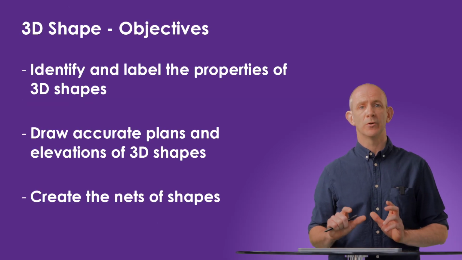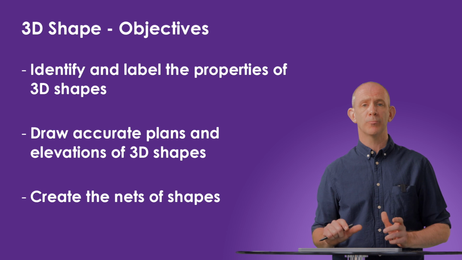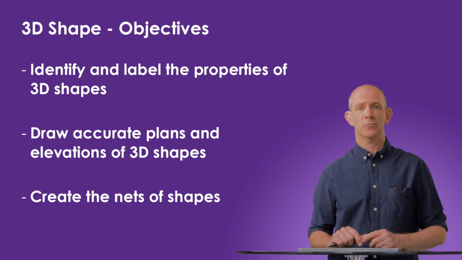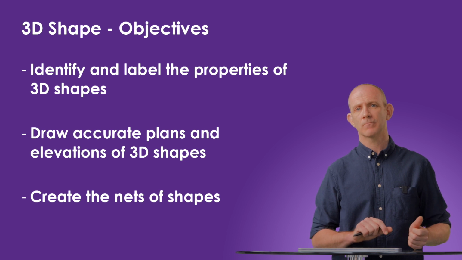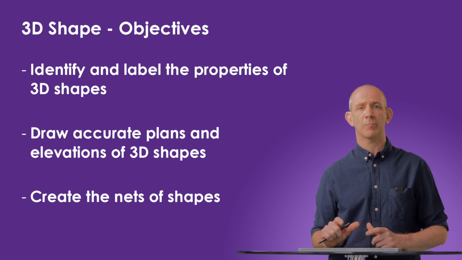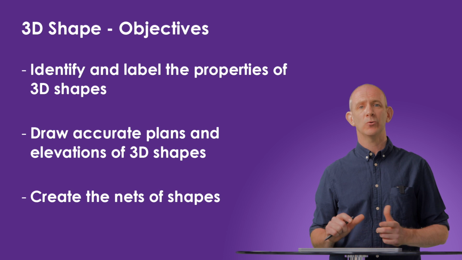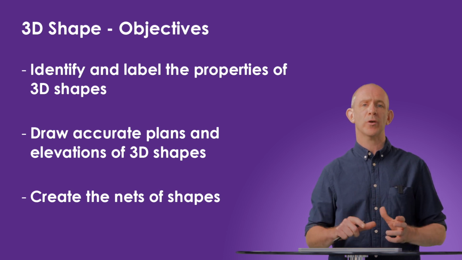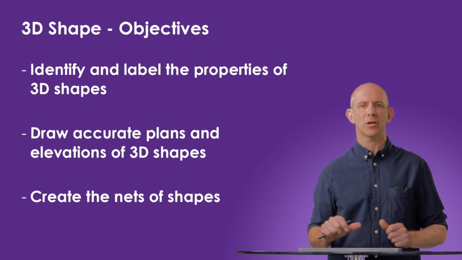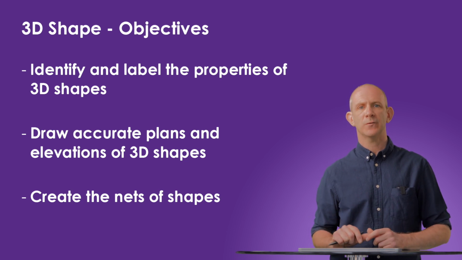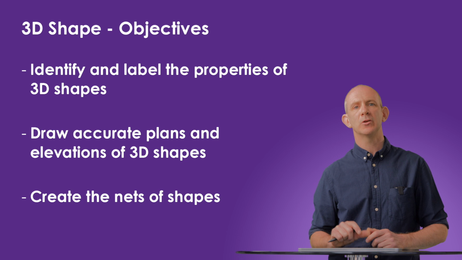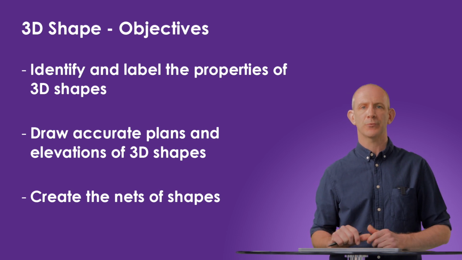So in this video, we've looked at identifying and labelling all the properties of the 3D shapes that we saw, with reference to their faces, edges and vertices. We then looked at how to draw accurate plans and elevations of shapes, and also how to recognise and create the nets of the 2D shapes, so that it makes up their faces. In the next video, we'll be using nets again, where we look to calculate the surface area of 3D shapes.